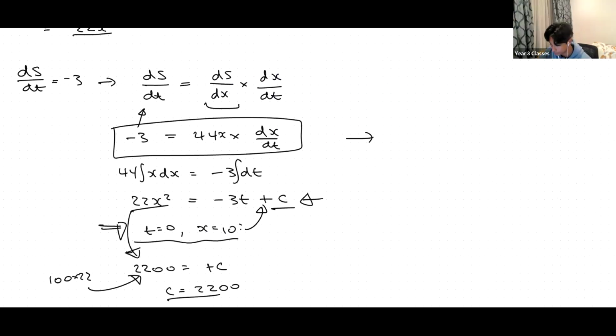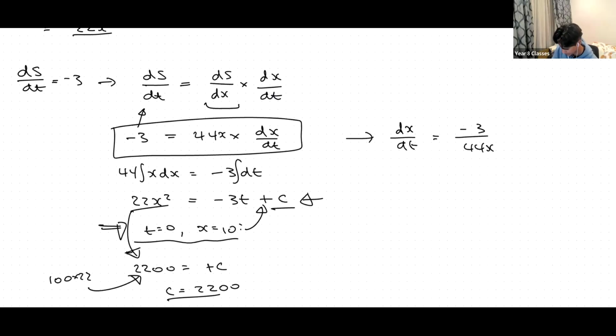If you just follow the screenshot, you'll see what I'm looking at as well. So this is from the previous part. Now if you just rearrange this, you can say dx/dt equals minus 3 on 44x. Oh, right. Okay. Then just plug that in.